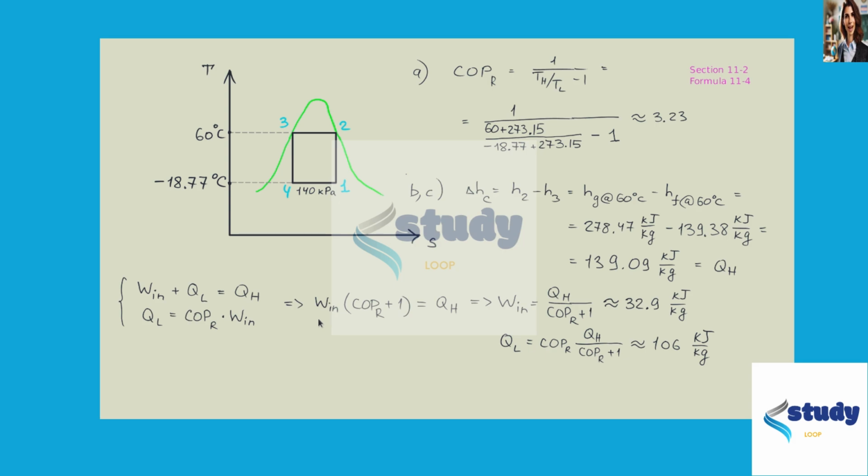So we can substitute the expression for QL into the first equation, factor out Win, and then isolate Win. Win is now expressed in terms of QH that we already know, and the coefficient of performance, so in terms of the known quantities. To find QL, you can take the expression for Win and substitute it into the second equation. QL is now expressed in terms of the known quantities.